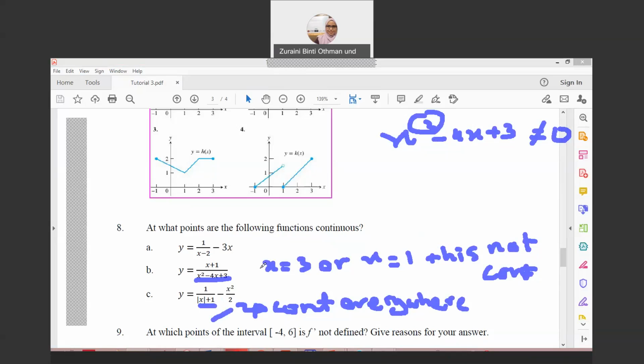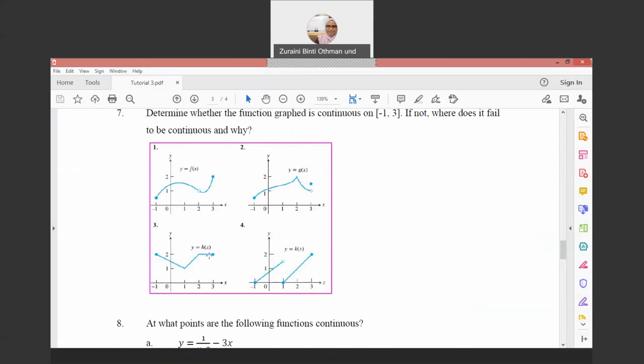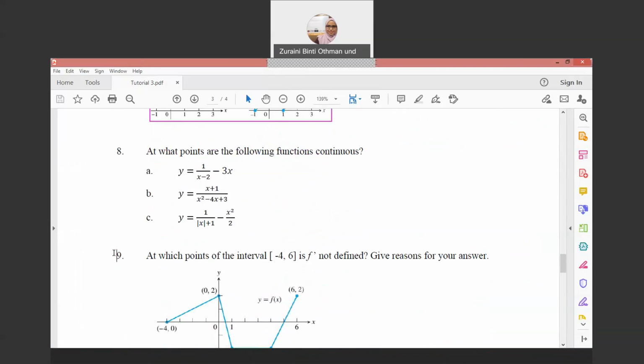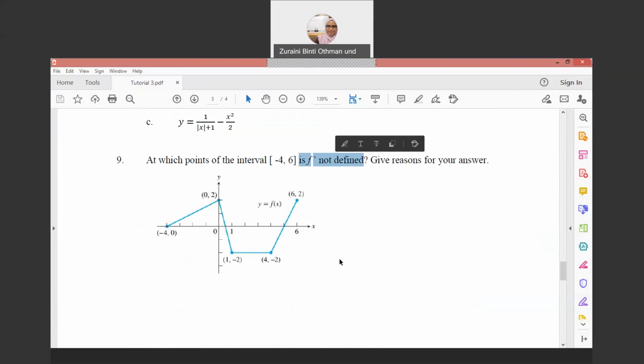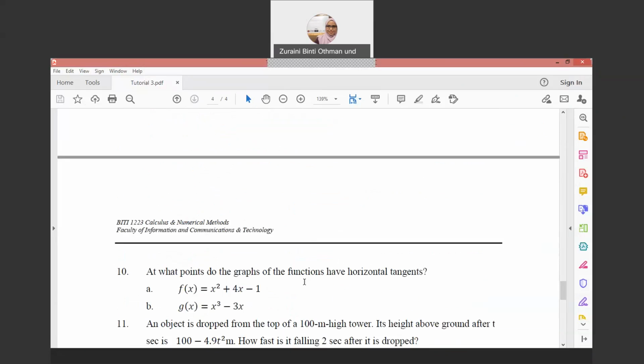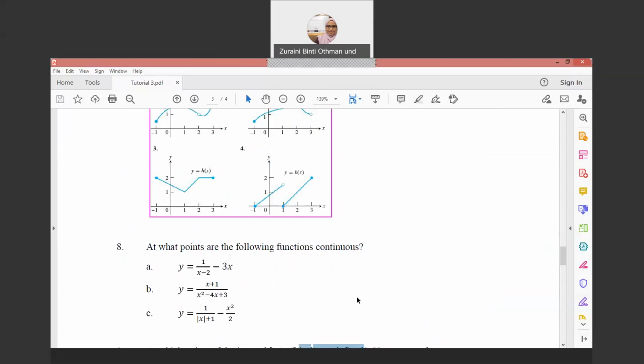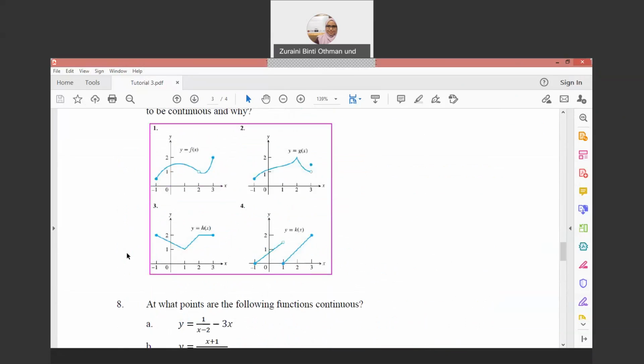Okay, for this tutorial only consider question number 7 and question number 8, because question number 9 dah cover untuk differentiation. So saya tak jawab lagi soalan ni, so kita biarkan dulu. Begitu juga dengan tangent ni semua ialah differentiation. So setakat nombor 7 dan nombor 8 saja untuk tutorial untuk minggu ni.